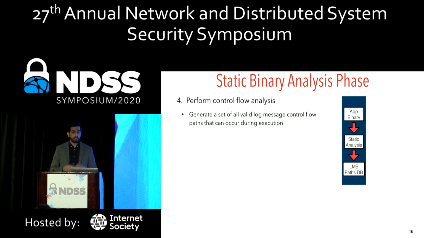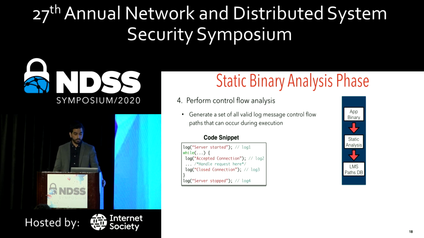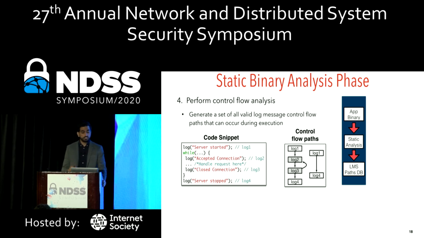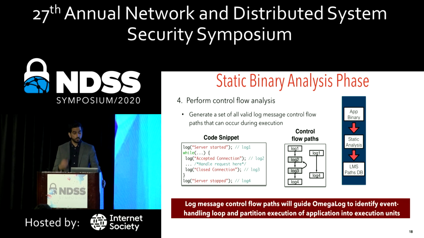Finally, we perform a control flow analysis on this binary so that we have all the valid log message control flow paths that can occur during the execution of the program. For example, the code snippet that is shown on your left will generate the control flow paths shown on your right. Note that these control flow paths essentially allow us first to identify which one is the event handling loop, and then allow us to partition the application into execution units.